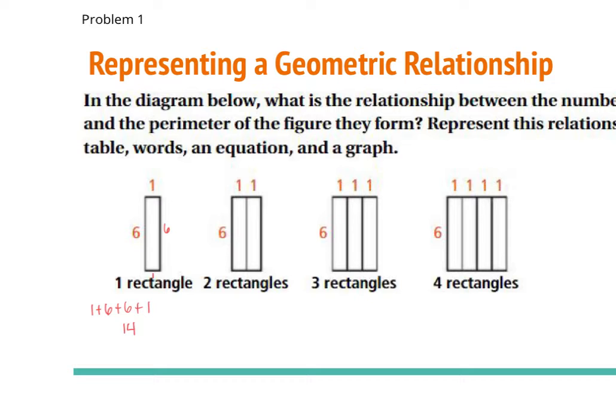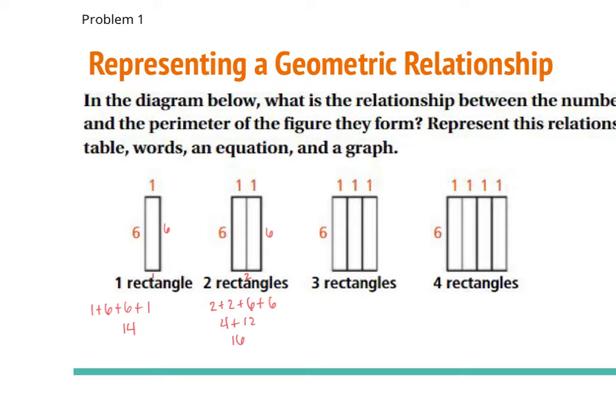For the second one, we've got 6. This side is now 2, 1 plus 1. So this side is also going to be 2. And then this side is also going to be 6. We've got 2 plus 2 plus 6 plus 6. That's 4 plus 12, which is 16.